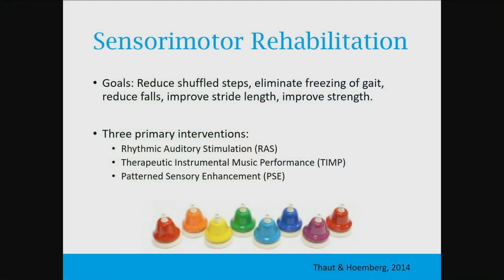And then there's three primary interventions. We have rhythmic auditory stimulation, therapeutic instrumental music performance, and pattern sensory enhancement. But to really understand these interventions and what's happening within them, we really have to understand the power of rhythm.